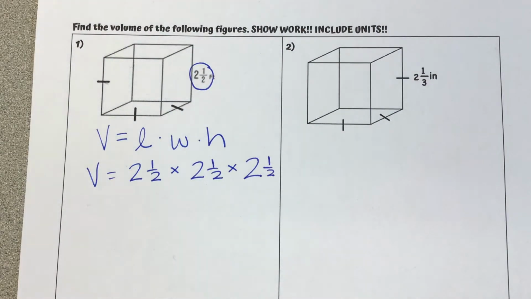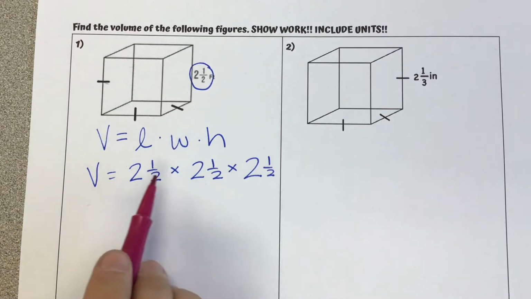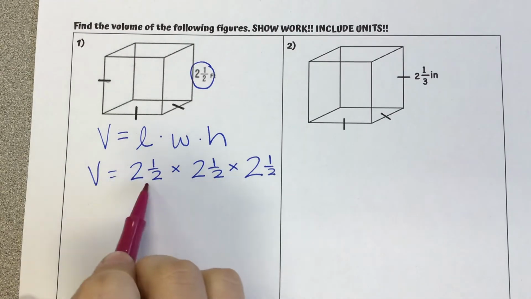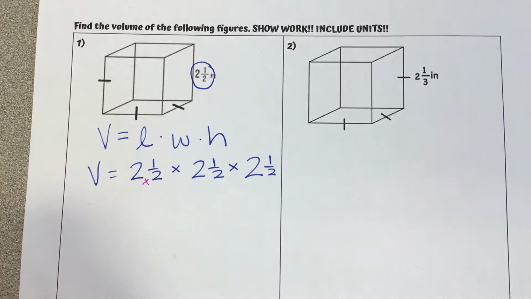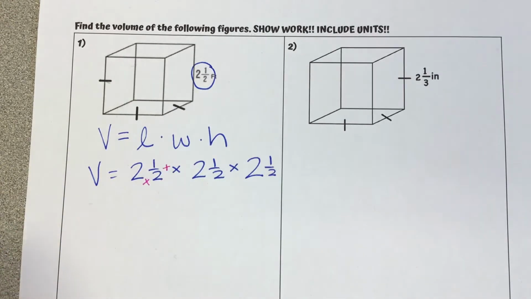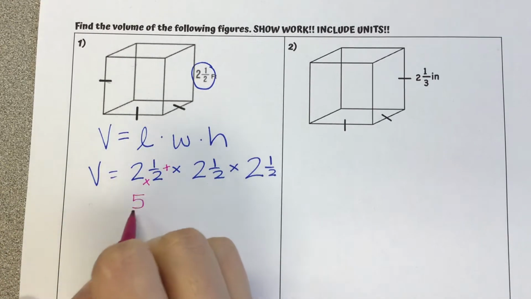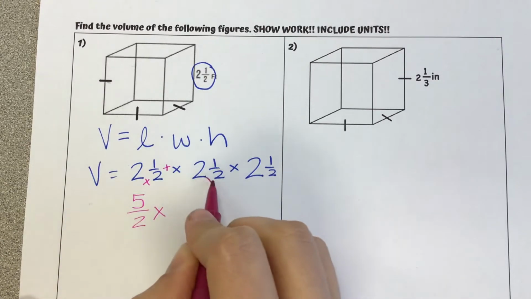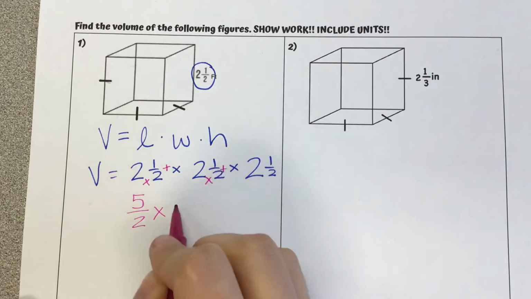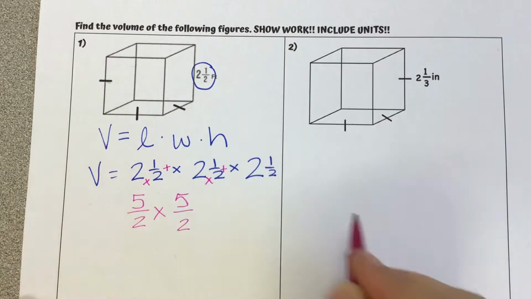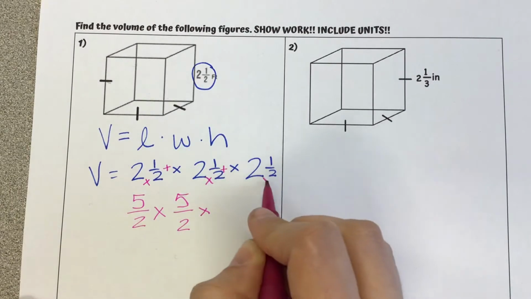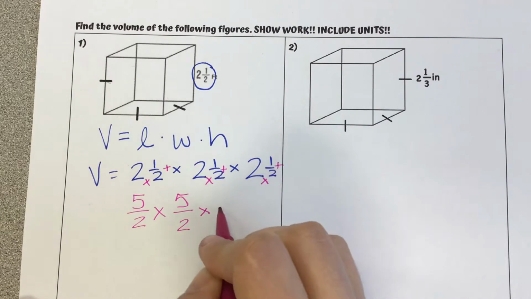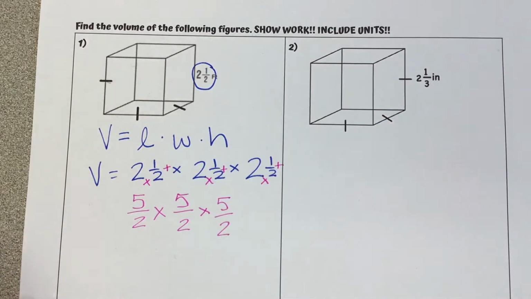So first step is we are going to make them improper. When we make it improper, remember we are doing 2 times 2 is 4, plus 1 is 5 over 2, times 2 times 2 is 4, plus 1 is 5 over 2, times 2 times 2 is 4, plus 1 is 5 over 2.